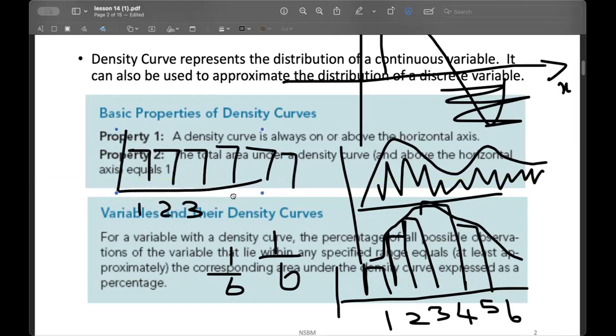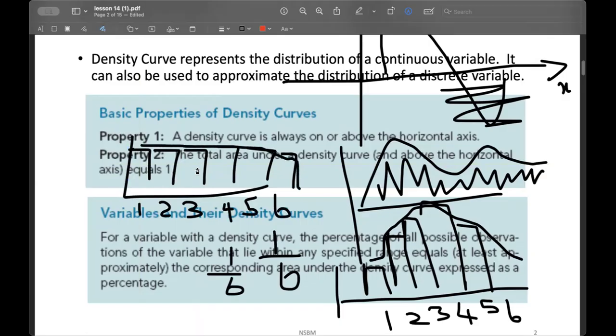Here we have all the possible values. If we add the area under all these curves, it will always equal 1. So here we have 1/6. This is the probability density function. Is it clear?